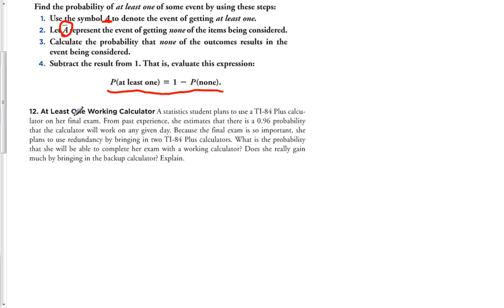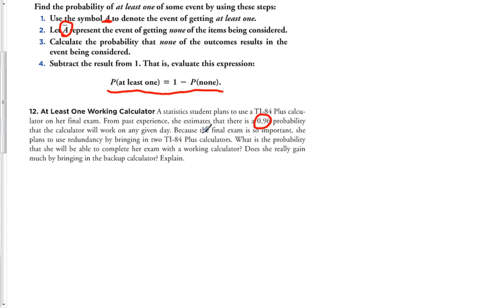So let's take a look at this example. A statistics student plans to use the TI-84 Plus calculator on her final exam. From past experience, she estimates the probability to be 96% that her calculator will actually work. So there's a 96% chance that her calculator will work, which means there's a 4% chance it will not work. Because the final exam is so important, she plans to use redundancy by bringing in two calculators.